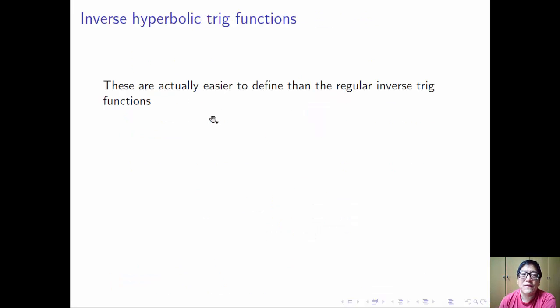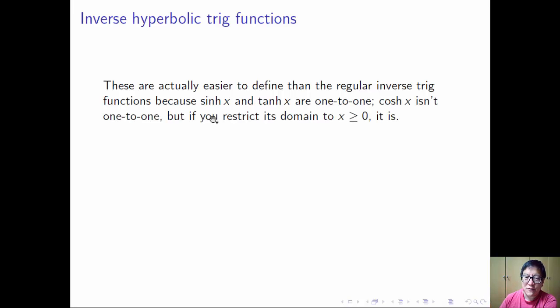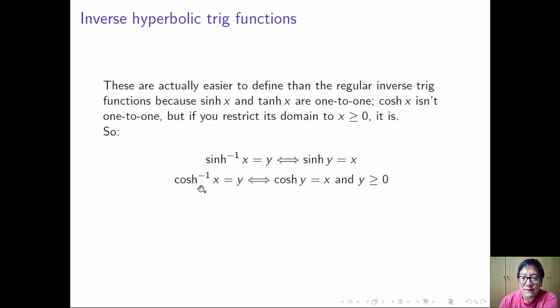All right, so now turning to inverse hyperbolic trig functions. These are actually easier to define than the regular inverse trig functions because sinh and tanh are one-to-one functions. Cosh still isn't one-to-one, but if you restrict the domain to x greater than or equal to 0, it is. So we define the inverse sinh of x to be y exactly when the sinh of y is equal to x. The inverse cosh of x is equal to y exactly when the cosh of y is equal to x and y is greater than or equal to 0. And the inverse tanh of x is equal to y if and only if the tanh of y is equal to x. So the only time we had to do a domain restriction, and then afterwards a range restriction, is in the case of cosh, and there it is.